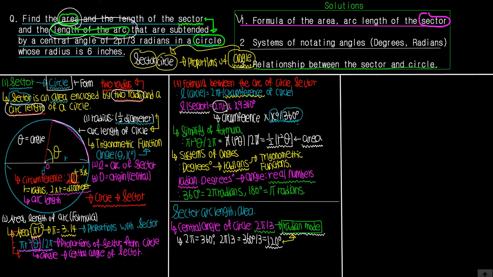So the central angle of our circle is 2 pi over 3, and we have our radius. And what is our radius? It is half of our diameter. What is the diameter? It is the full length across our circle. And half of our diameter, which is our radius, is 6 inches.